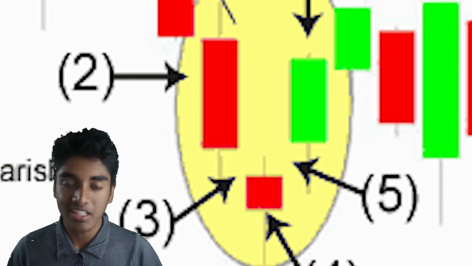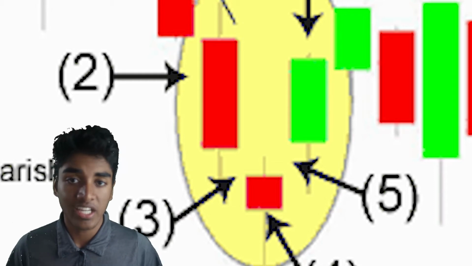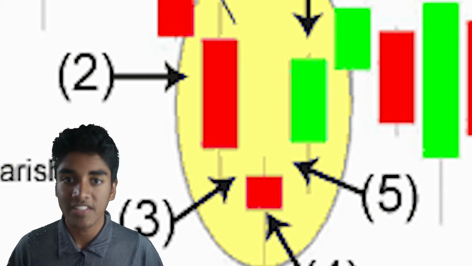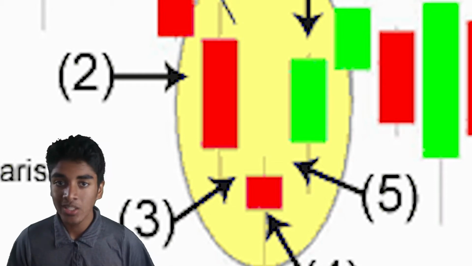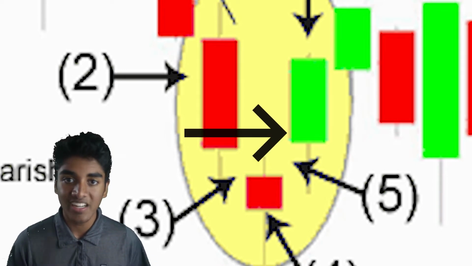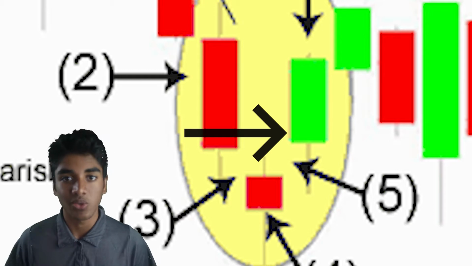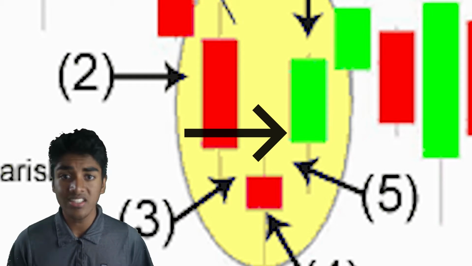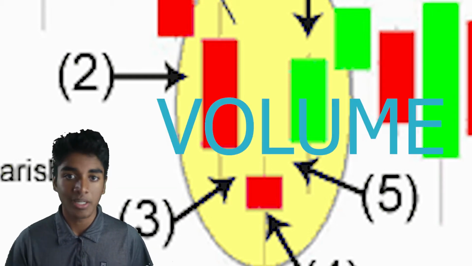Here's the logic behind this pattern. The first large bearish candle indicates a wave of sells. The middle doji candle represents an indecision in the market. Finally, the long bullish candle represents buyers taking control of the market. We will discuss this a little more when we talk about volume later on in the course.